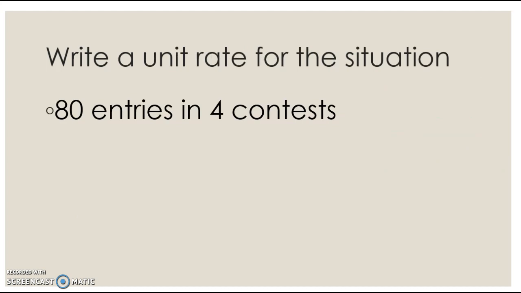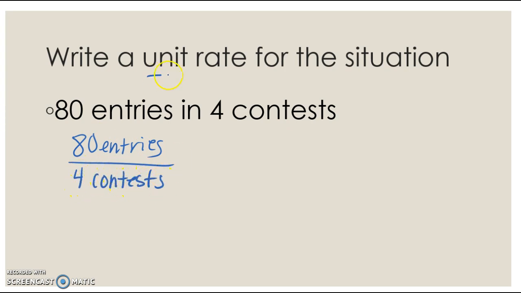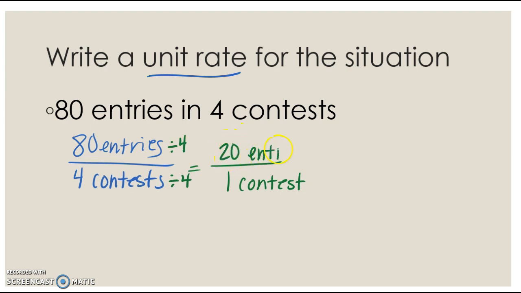So here we are given 80 entries in 4 contests. So we want to set that up, 80 entries in 4 contests. And we want to know the unit rate. So we want that denominator to be a 1. So here this is 1 contest. So in order to get there, we have to divide by 4. We do the same thing to our top number. So 80 divided by 4 gives us 20. So 20 entries per 1 contest.